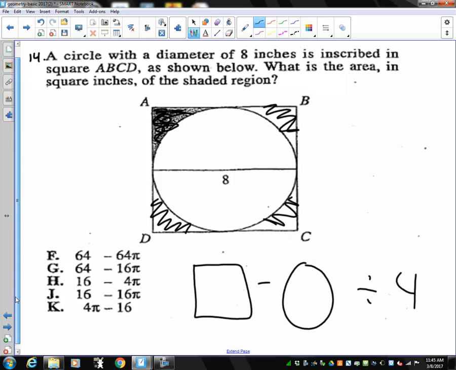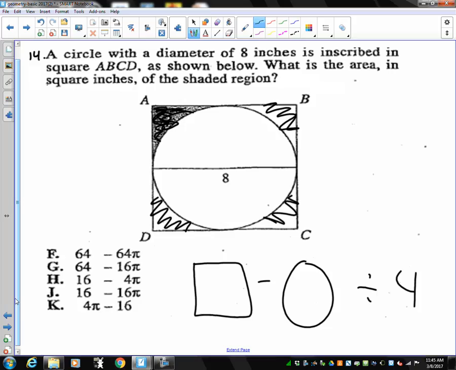Now, let's find our areas here. So if this diameter all the way across is 8, that means each side of my square is 8. So the area would be 64. Now, let's find the area of my circle. Now, the radius of my circle would be 4, and the area of a circle, recall just a minute ago, is pi r squared, so that would be pi times 16, so this would be 16 pi.